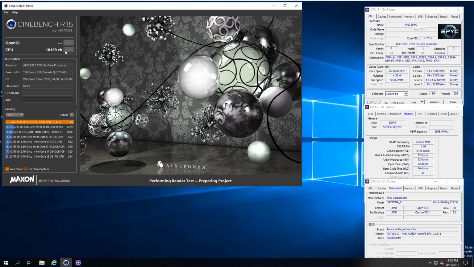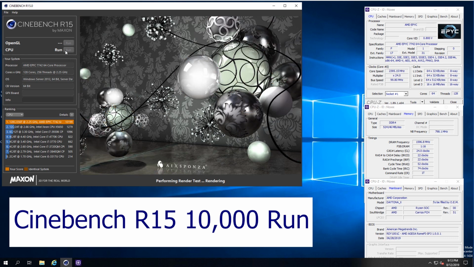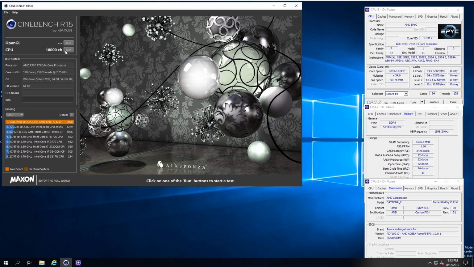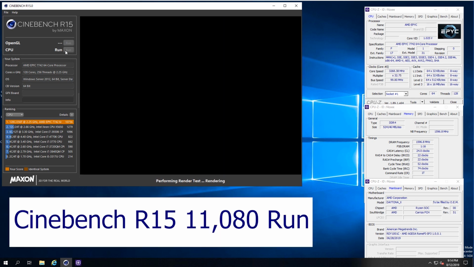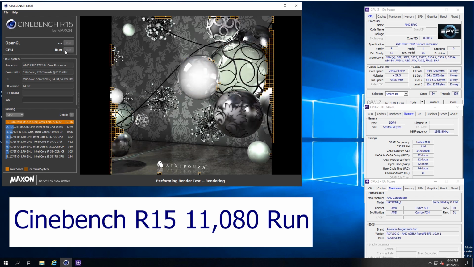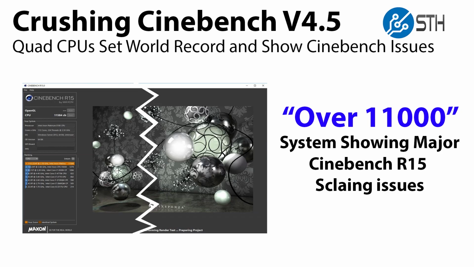So as you're gonna see, Cinebench R15 actually gets over 10,000 pretty easily. We actually had a run that did exactly 10,000, and these runs complete in a matter of seconds. That's important because the CPUs don't downclock to their base frequencies that fast. So you tend to get a little bit higher results than you would normally. You also get pretty inconsistent results. So we did get an 11,080 Cinebench score, but that's not the highest that we ever got.